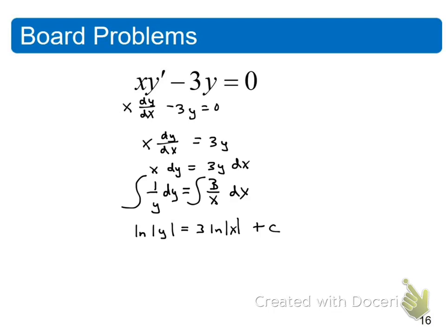Take e. Right? So what's the natural log of e? Those go away, and we can drop that absolute value. We can go straight to y equals. Okay, now you've got to be careful here.